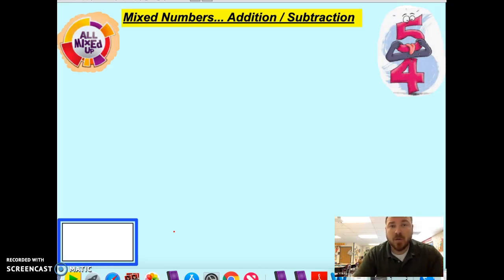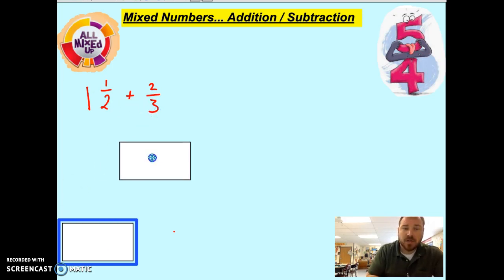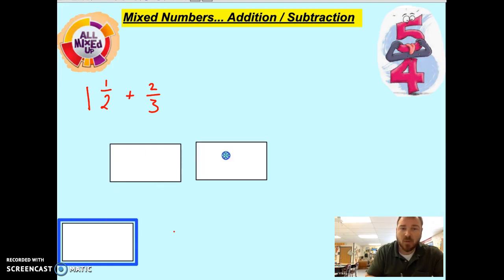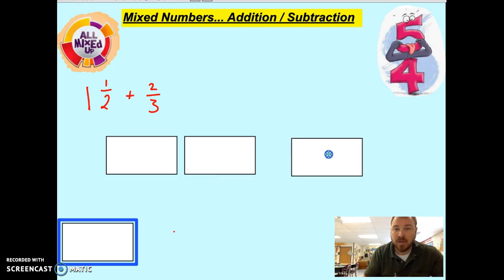Today we're going to talk about mixed number addition and subtraction. We'll start with a very basic addition problem: 1½ plus 2/3. To do this, we need two identical rectangles to represent my 1½ and one rectangle to represent my 2/3. I'll label this one 1½ and I'll label this one 2/3.